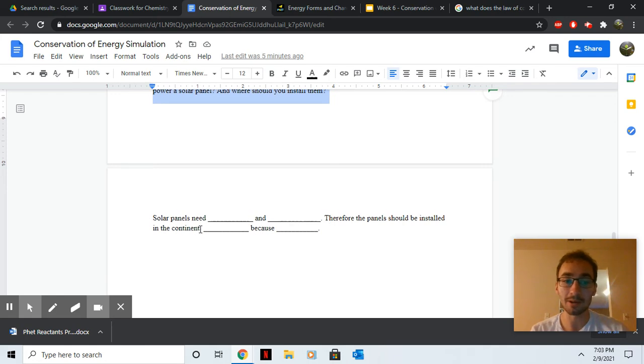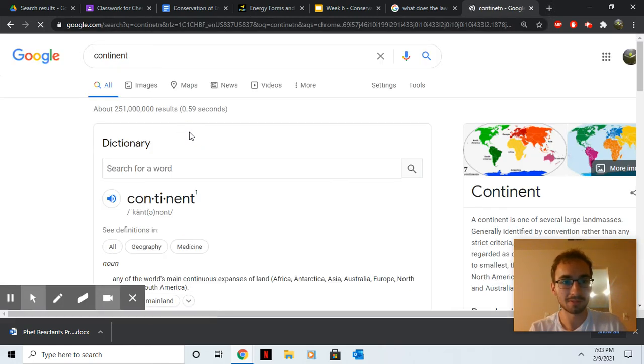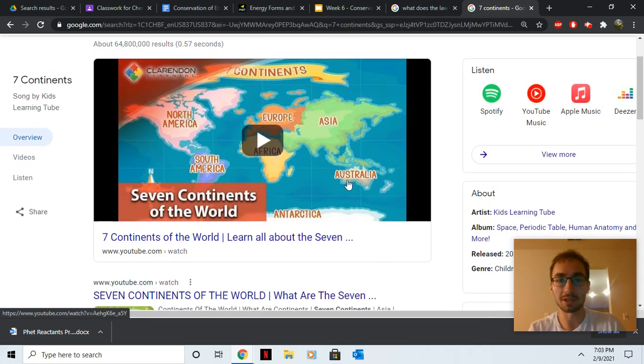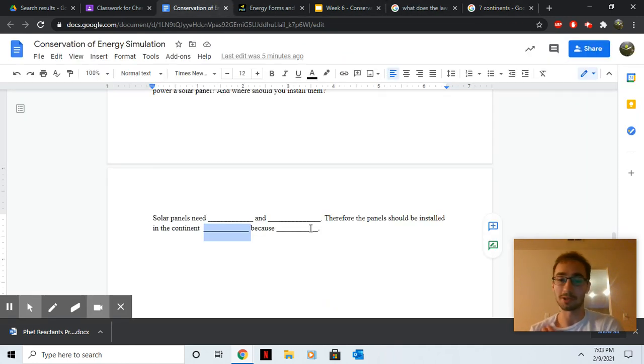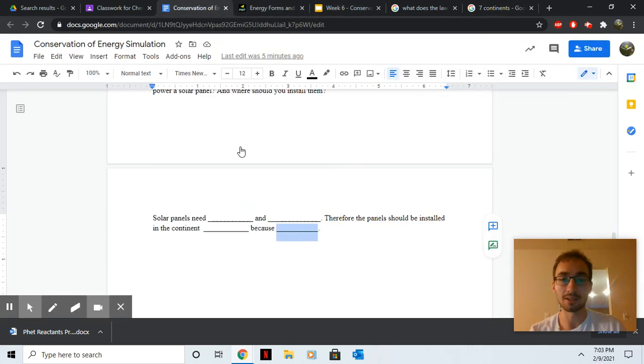And then where do you think, what continent? If you're not sure what a continent is, look it up. You can look up the 7 continents to learn what are the different types of continents. And now you're in charge of deciding where should all the solar panels go, and then why. Should we put the solar panels in North America, South America, Europe, Africa, Asia, Australia, or Antarctica? What do you think? And then tell me why you put those solar panels there.